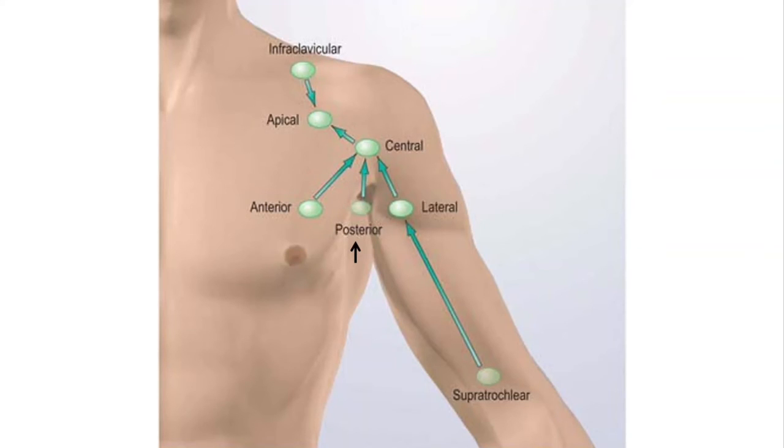These are the lymph nodes of the axilla, draining the upper limb and part of the thoracic wall, and they are grouped into the lateral group, anterior group, central group, apical group, posterior group, and they all drain into the infraclavicular group of lymph nodes.